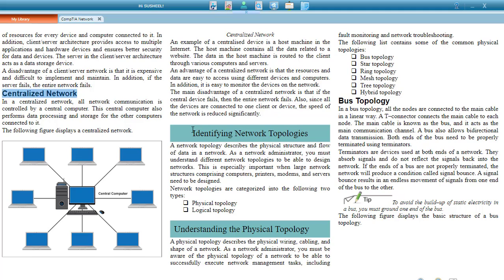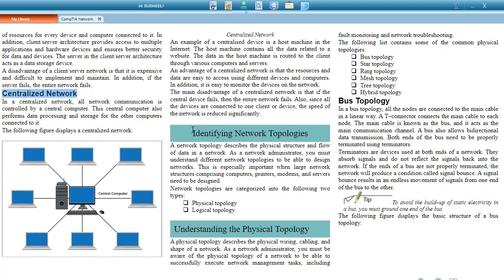Identifying network topologies. A network topology describes the physical structure and flow of data in a network. As the network administrator, you must understand different network topologies to be able to design networks. This is especially important when large network structures comprising computers, printers, modems, and servers need to be designed. Network topologies are categorized into the following two types. Physical topology. Logical topology.